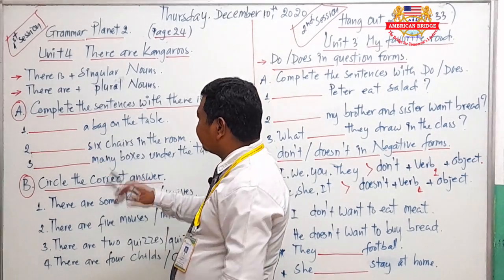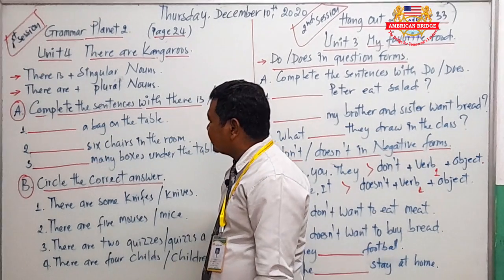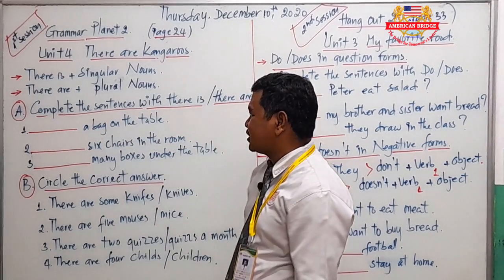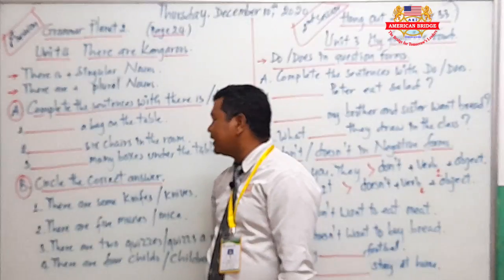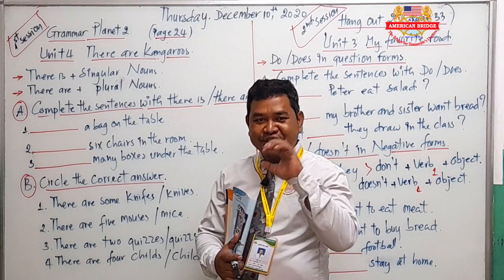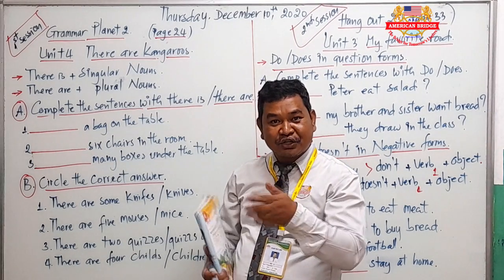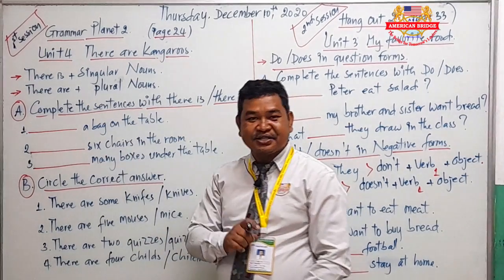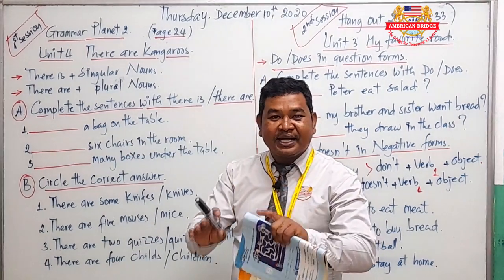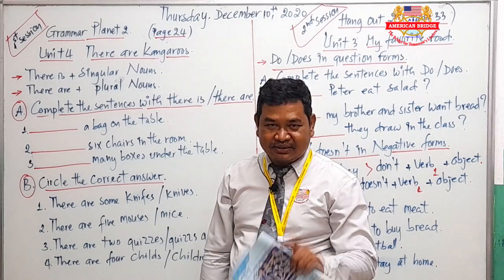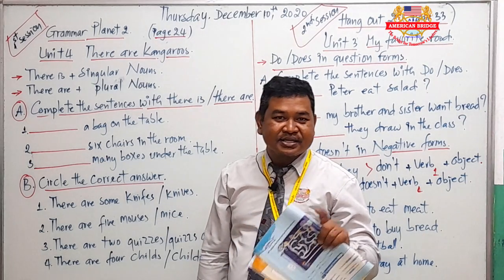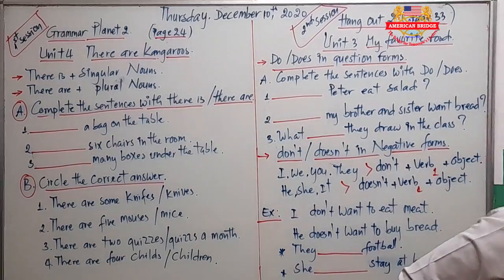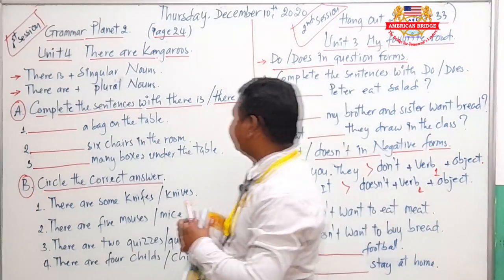So number 1, complete the sentence with there is or there are. A bag. Can you see a bag on the table? We have only one bag on the table. A bag means one bag, right? If it were 2 bags, we would have a different answer. So there is or there are, that you are going to complete. So you have to complete with what, everyone?